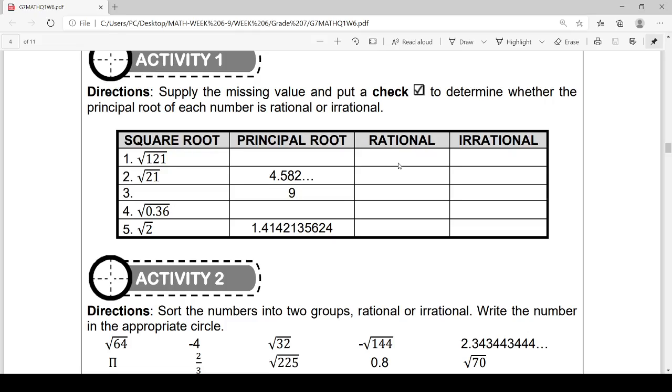Then you have to identify if number 1, based on the principal root, is it rational? Put a check if it is rational. Again, if it is rational, put a check, or if irrational, put a check there. So it's only either of the two. Before you say rational or irrational, be sure that you supply first the answers here. Okay, that's it.